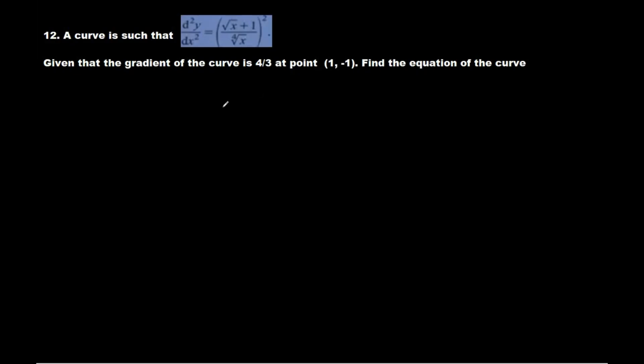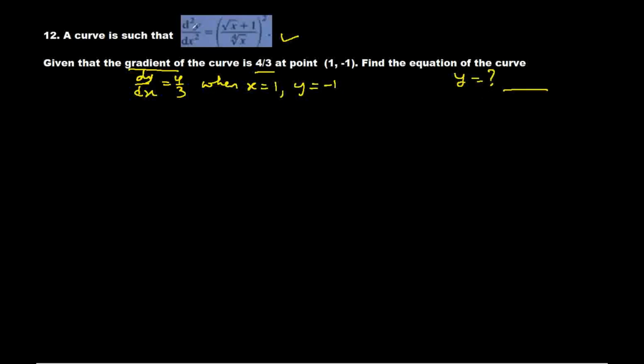Question number 12 and the last question. A curve is such that this is the condition, second derivative is this. Given that the gradient is dy over dx. So read this as given that the dy over dx of the curve is 4 over 3 at the point, that means when x is equal to 1 and y is equal to minus 1. That's how we interpret this. Find the equation of the curve. Find the equation of the curve means y equal to what?